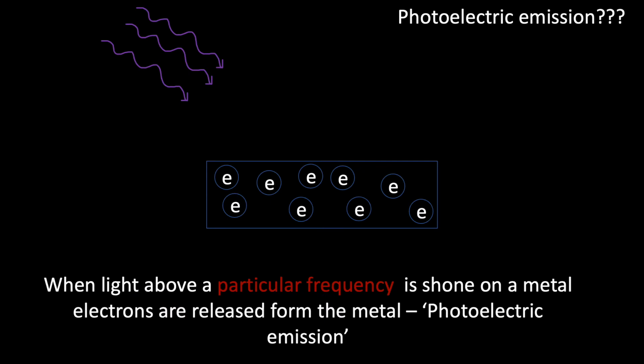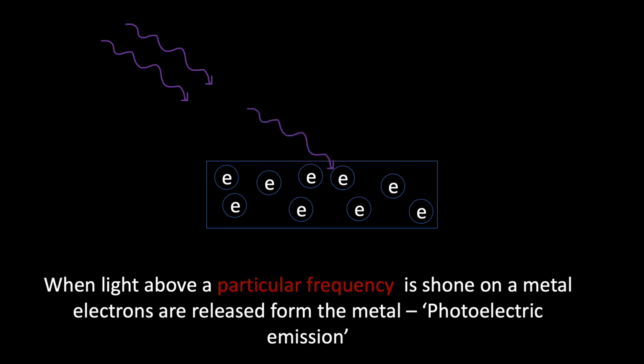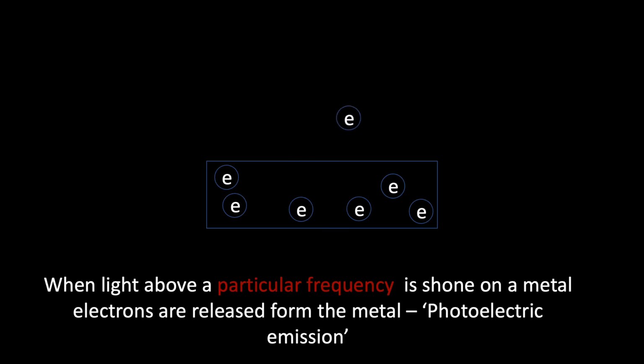Let's try to simply understand what is meant by photoelectric emission. If light above a certain frequency is shone on a metal and electrons are ejected from the metal, we call this process photoelectric emission. The electrons ejected from the metal are called photoelectrons.